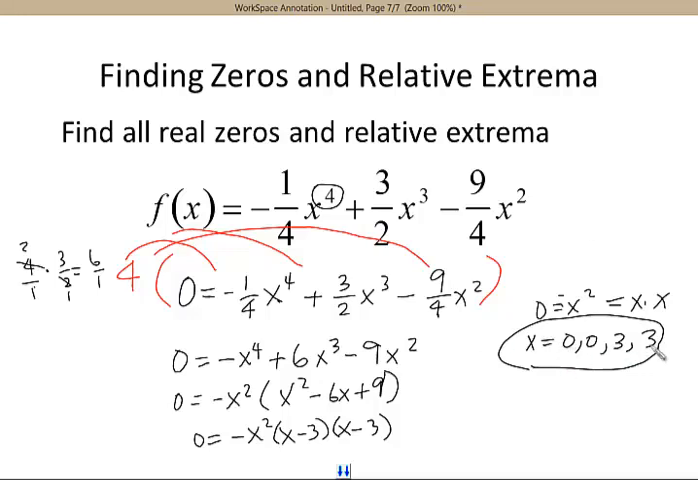Just remember, you could get up to 4. You might only end up with 2 or 1 or no solutions. Or no zeros, or 3. Okay? Relative extremas, you can do that on your graphing calculator.